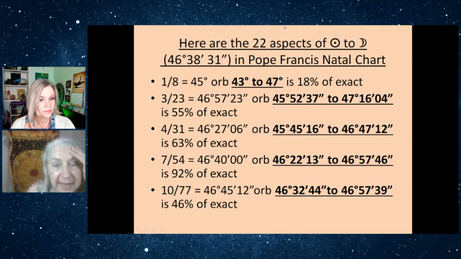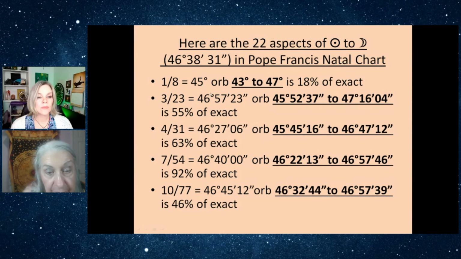Now notice that where Pope Francis's sun-moon position fits in this orb, it's way up there toward the top, isn't it? It's not very far from 47. Right. That's why it says it's 18% of exact. It's way away from the exact position of the aspect, but it's still in orb of a semi-square.